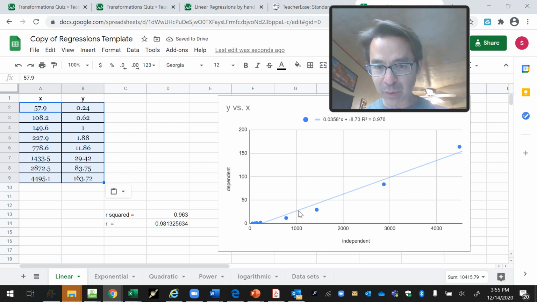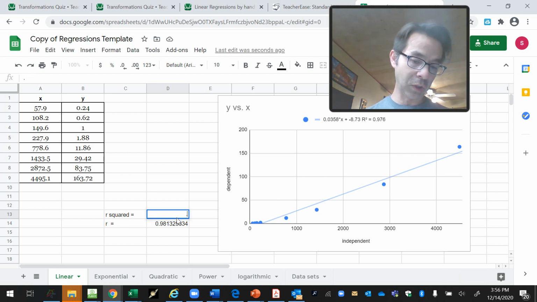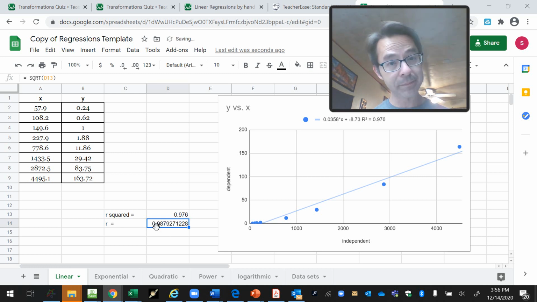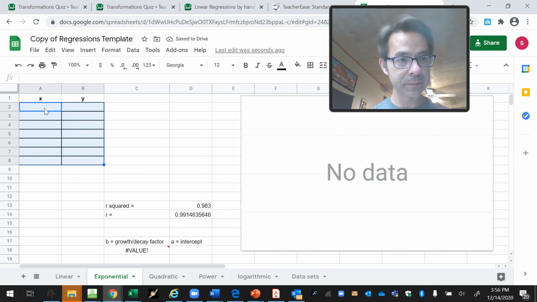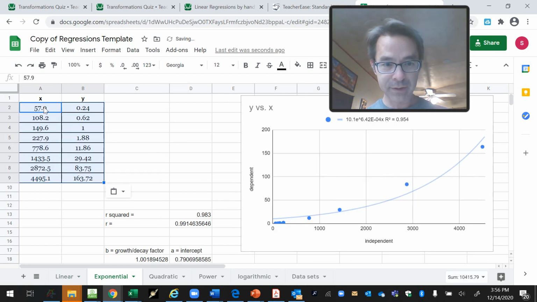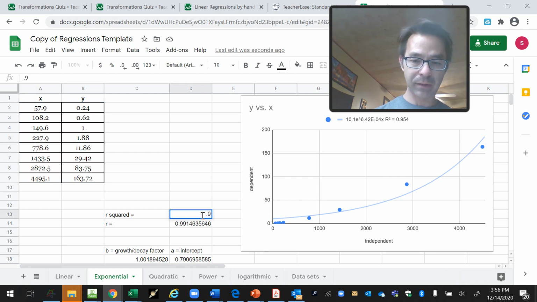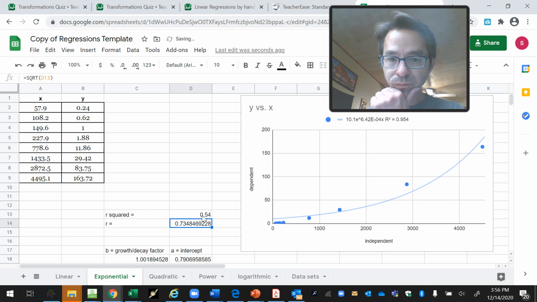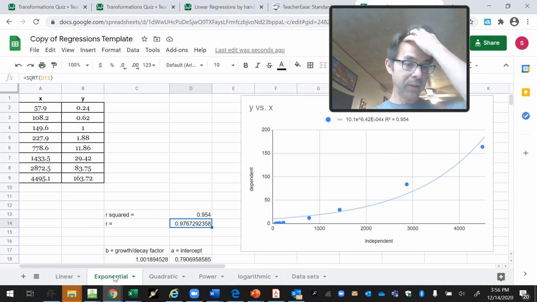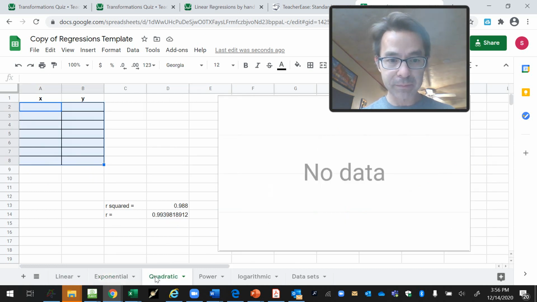Look how close these points are to the line. That means linear is a good model. Is it the best model? Don't know. I have no idea. Ooh, that's pretty high. Exponential. Control V. Not as high. Not as high. 0.954. And I entered it wrong. 0.954. Okay. Pretty close though. So both linear and exponential would be good models. For sure. Best model? Don't know.